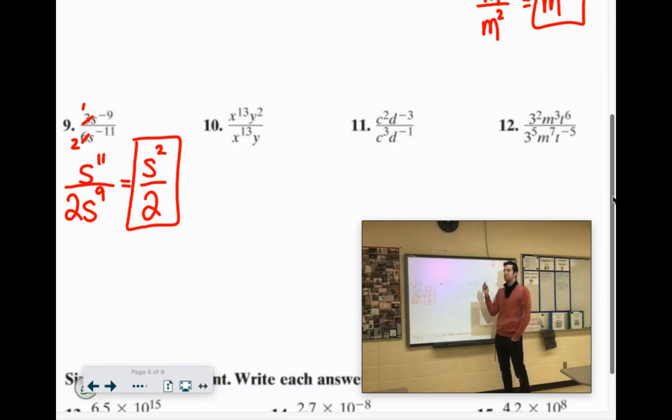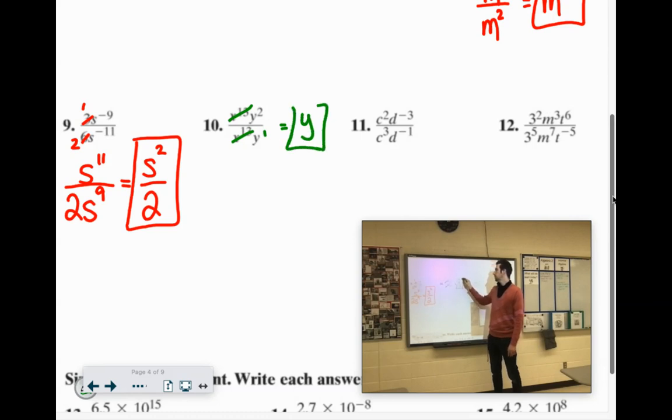Number 10, x to the 13th over x to the 13th. It's the same thing. Ooh, cancel it out, right? 13 minus 13 is 0. Anything to the 0 power is just equal to 1. So now we just have y squared over y to the first. So if we did 2 minus 1, you get y to the first in the numerator, which is just y.